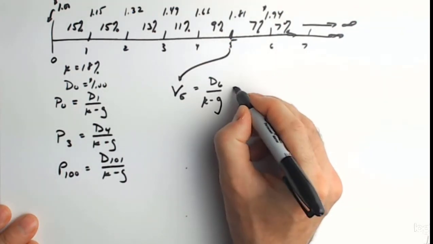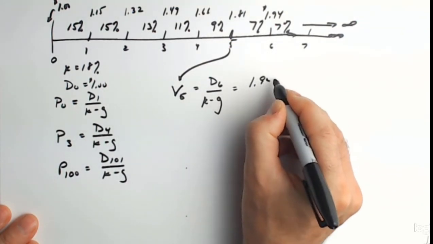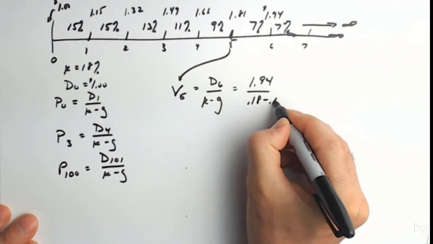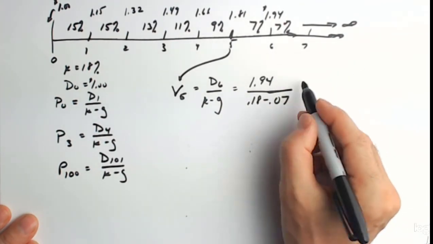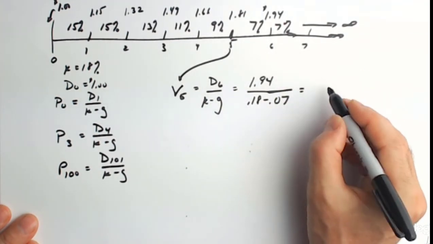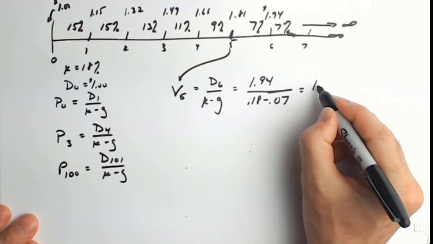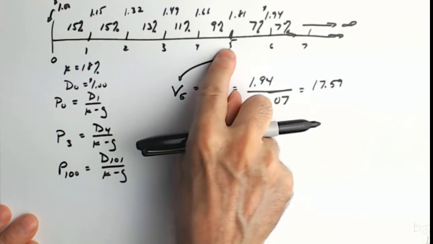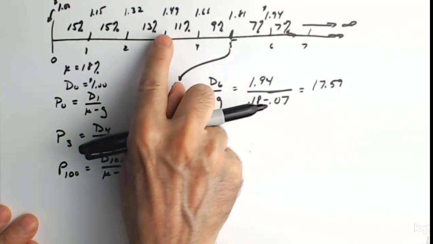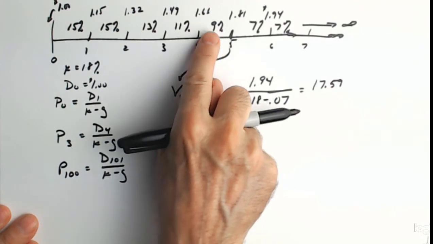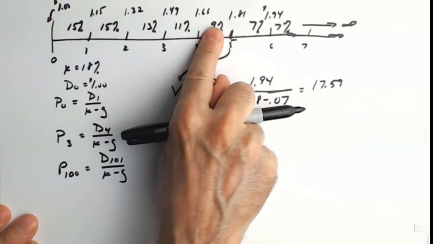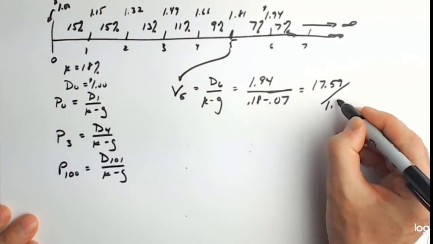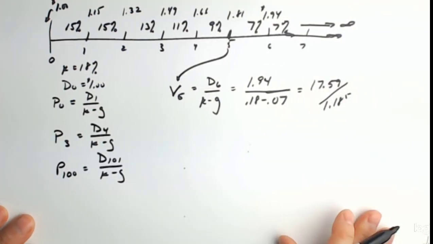Okay, so what this ends up being is $1.94 divided by 0.18 minus 0.07, that growth rate going out into the future. And this comes out to be 17.59. But then we have to discount it back 1, 2, 3, 4, 5 periods. Make sure you can count it with your fingers. It's 1 period, 2 periods, 3 periods, 4 periods, 5 periods. So we need to discount this at 18% for 5 periods.